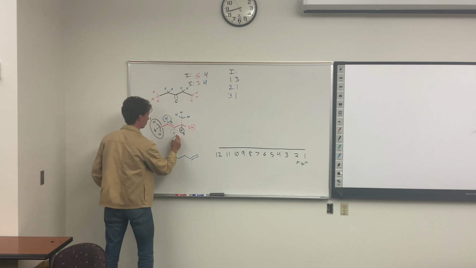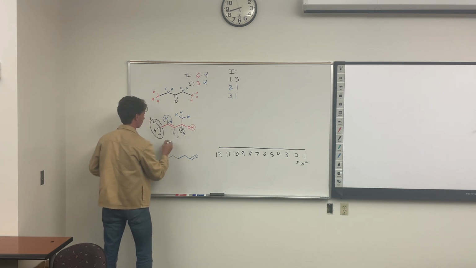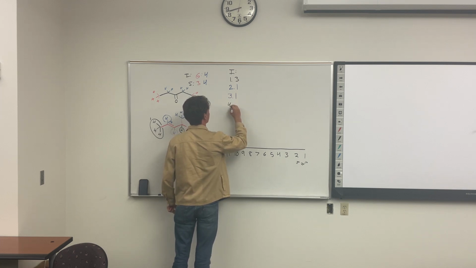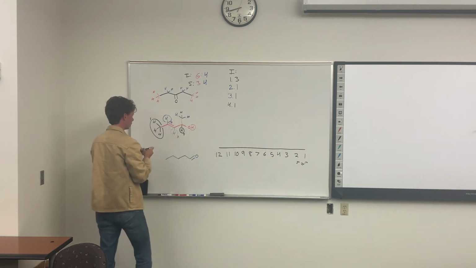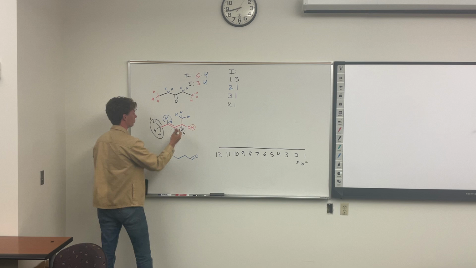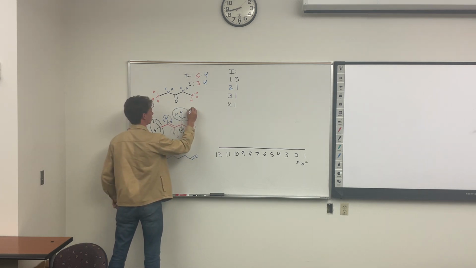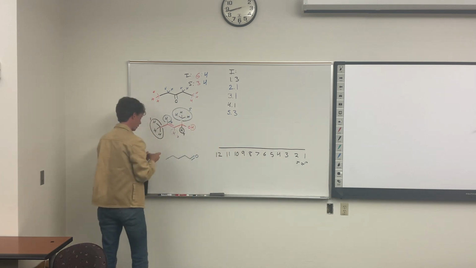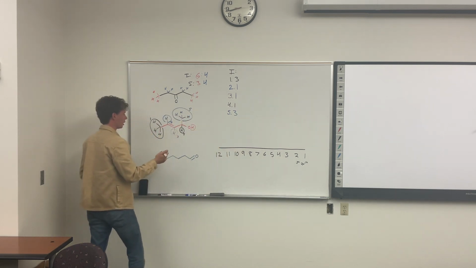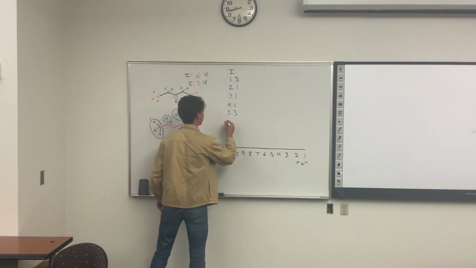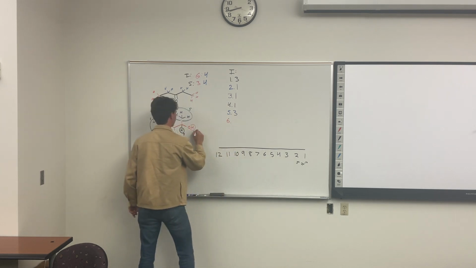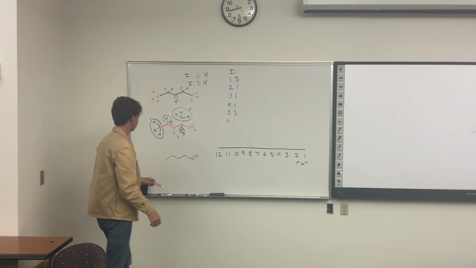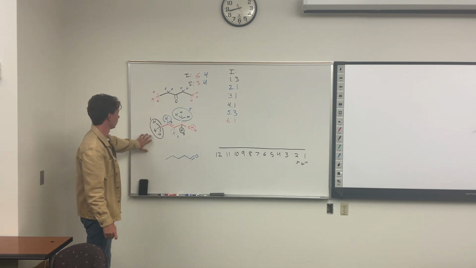It'd be easier if I had more markers. I'll call this 3. Number 4, intensity 1. 5, intensity 3, because there's 3 hydrogens. And lastly, intensity of 1 on our alcohol, which we'll call 6. Okay, that looks ugly.